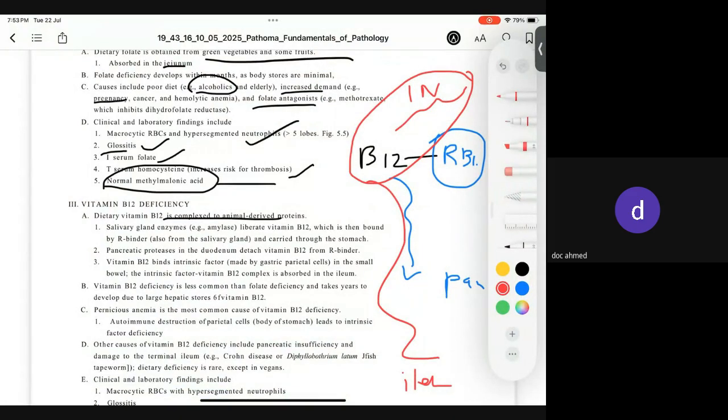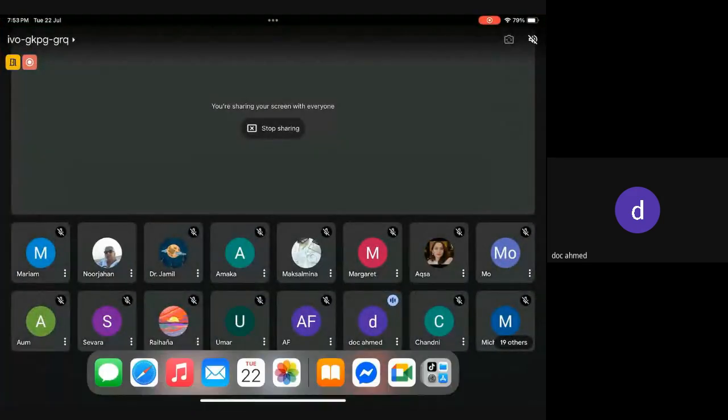As it moves into the duodenum, the pancreatic enzymes are going to remove that R binder, and then intrinsic factor can get attached to B12, and then you can reabsorb it in the ileum. So let me just throw some cases, right?